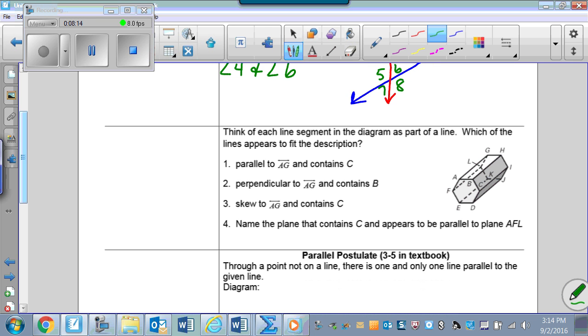All right, let's go back here and look at some. We've got this prism here, and it's asking us to think of each surface of this prism as a plane. So let's try to do this. So that would mean each segment is actually a line instead of a segment. So if we're looking at line AG, I'll highlight that for you. Here's line AG. And we want a line parallel to that that contains point C. Here's point C right here. So what line would be parallel to that? I think that would have to be line CI, wouldn't it?